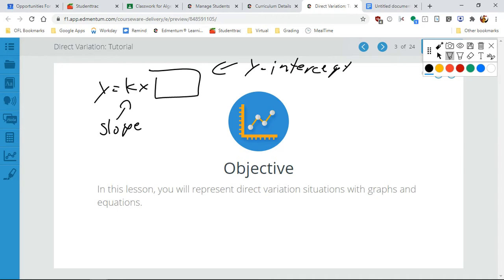So this idea of direct variation is that the x changes the y directly. There's no y-intercept messing everything up. So this becomes a lot easier than what we've done before.